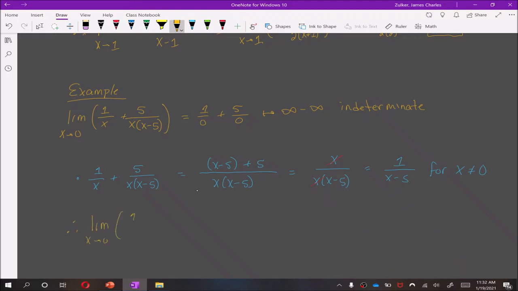So our limit is now equal to the limit of this new function, and that limit winds up being negative 1/5. And so that concludes our video on indeterminate forms. The next video in this series is going to look at a formal definition of continuity.